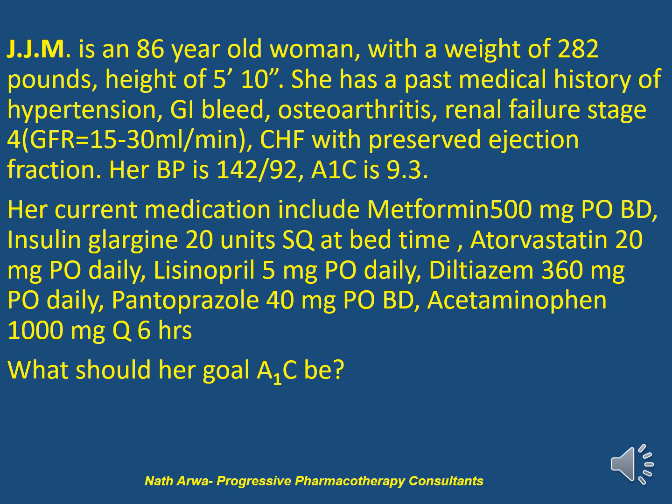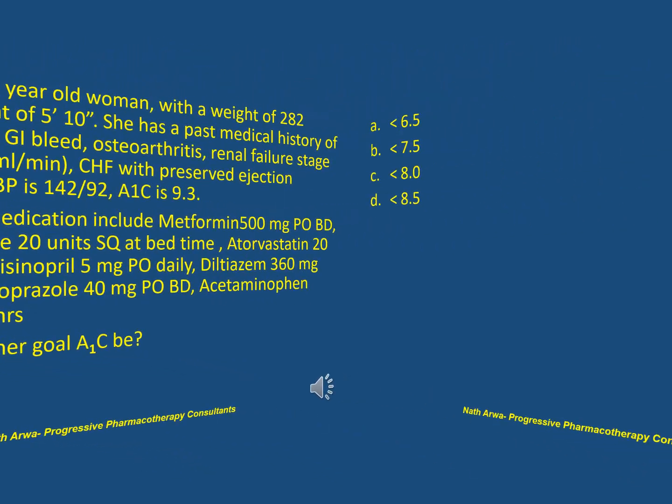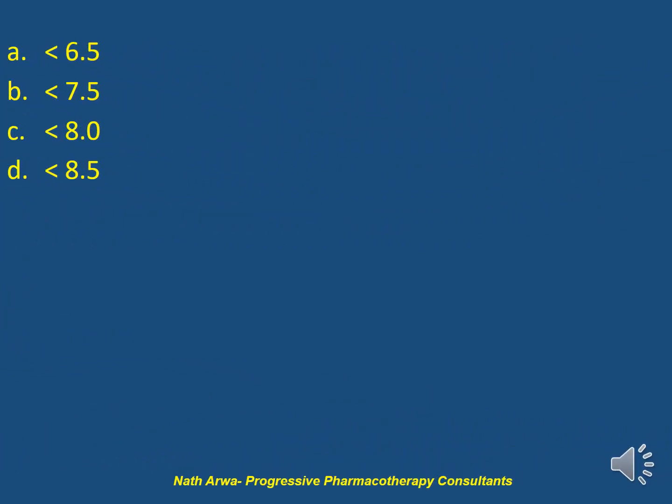So, same patient. Now, her current medication is the same, but this time my question to you is, what should her goal A1C be? Should it be below 6.5, below 7.5, below 8, or below 8.5? I'll give you 10 seconds to choose.